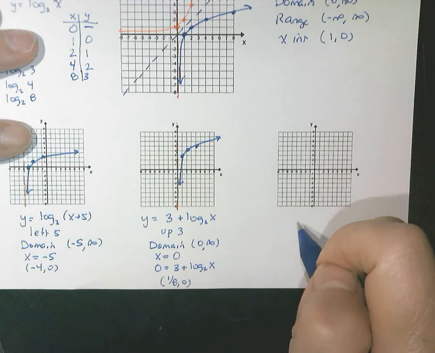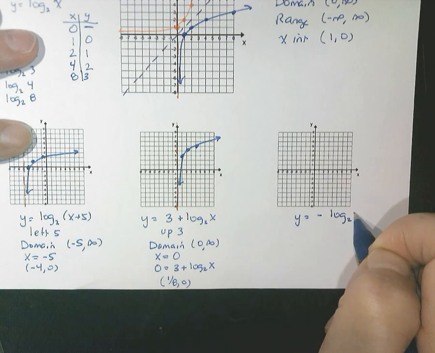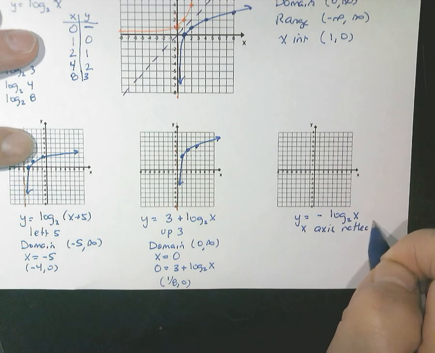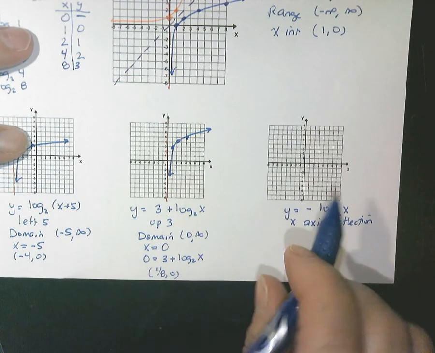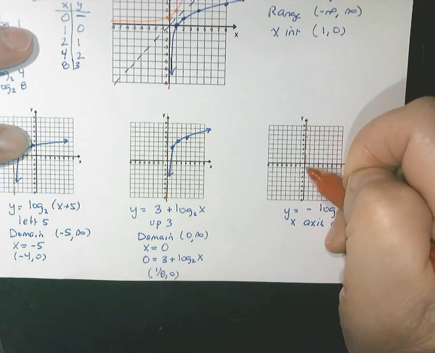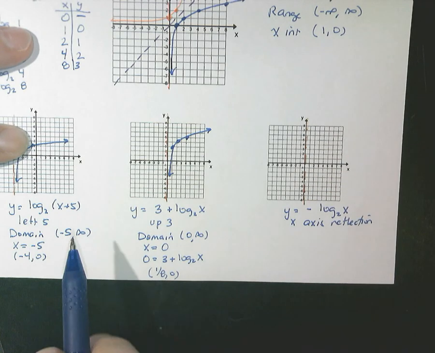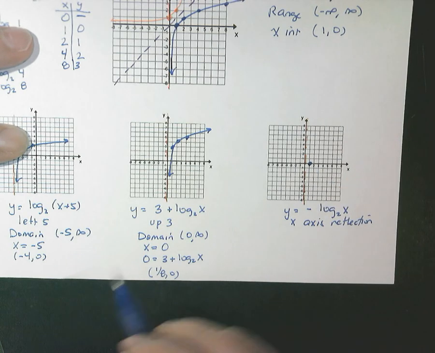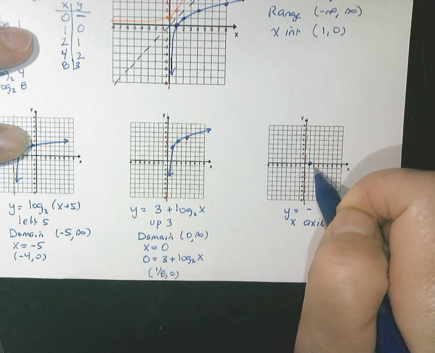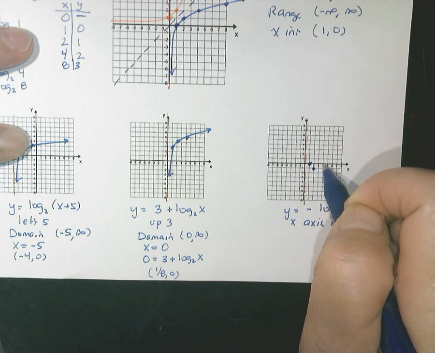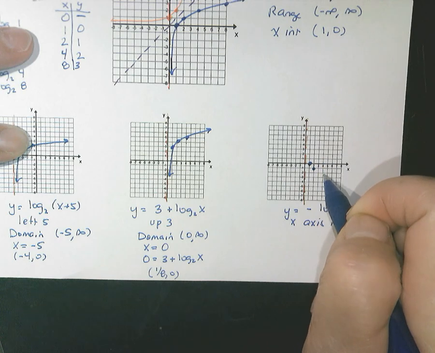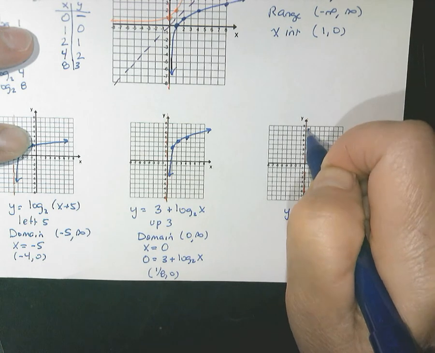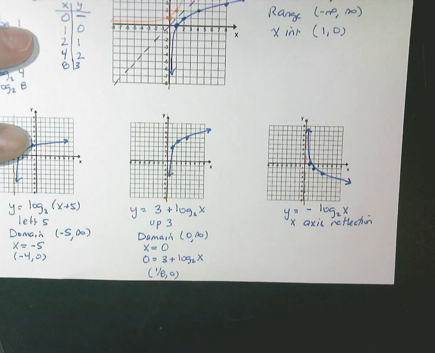The last example, y equals negative log base 2 of x. So that's going to be an x-axis reflection. So if it's reflecting over the x-axis, my vertical asymptote stays the same. The point 1, 0 stays right on the x-axis, 1, 0. This point 2, 1 is going to be 2, negative 1. This point 4, 2 is going to be 4, negative 2. So that's an x-axis reflection.